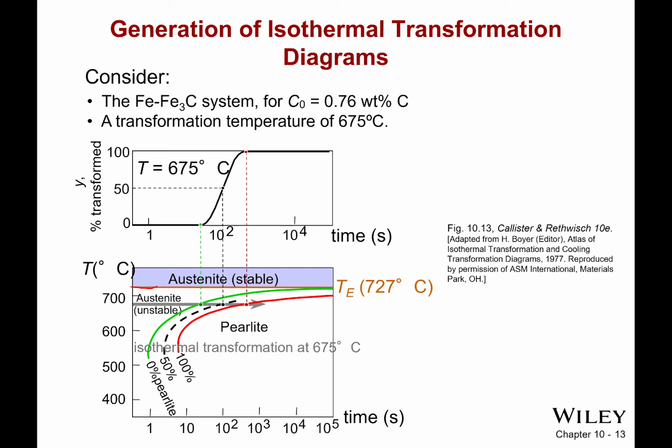If I had a different amount of subcooling, so a different temperature I held it at, well, the amount of time would be different. So you can see if I go to lower amounts of subcooling, well, this process happens much sooner. And if I have just barely underneath 727, it's going to take a very, very long time.